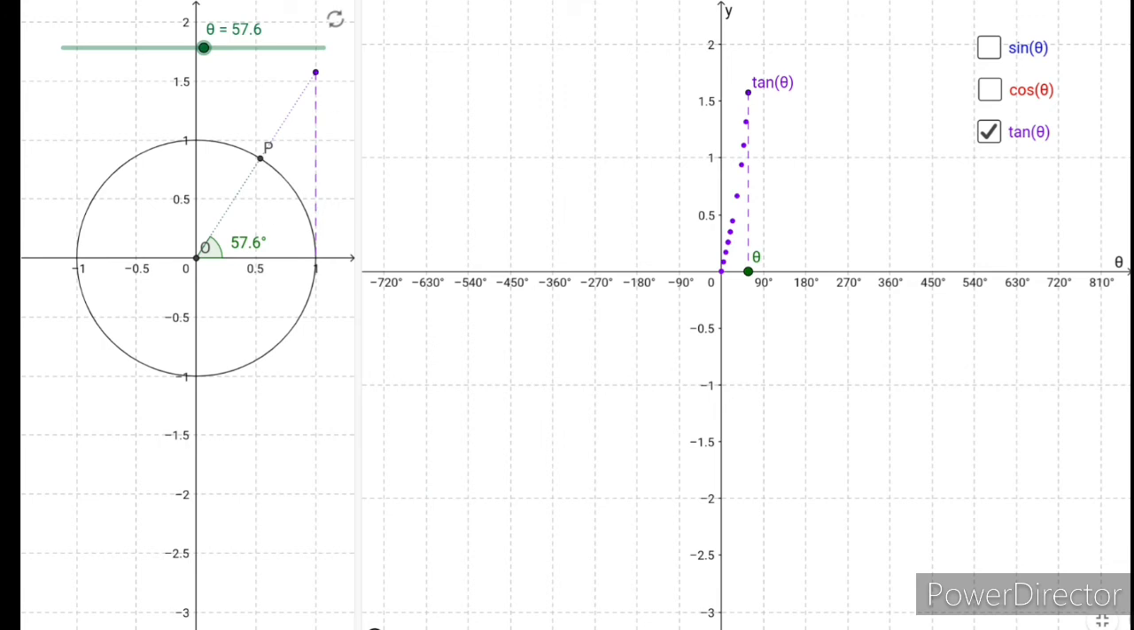So as I keep on increasing theta from 0 to 90, the tan theta keeps on increasing. If you observe, the length of the dotted blue line keeps on increasing. See, keep on increasing. Okay. As it reaches towards 90, see, it is increasing abnormally. As it reaches towards 90, it is tending to infinity. What happens at 90?